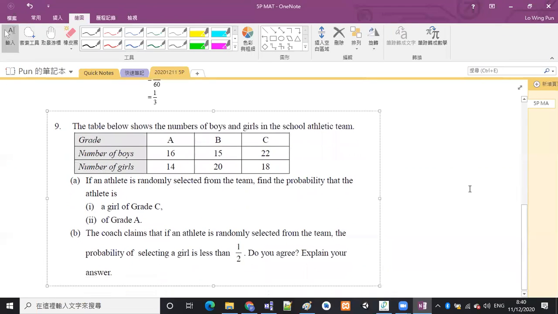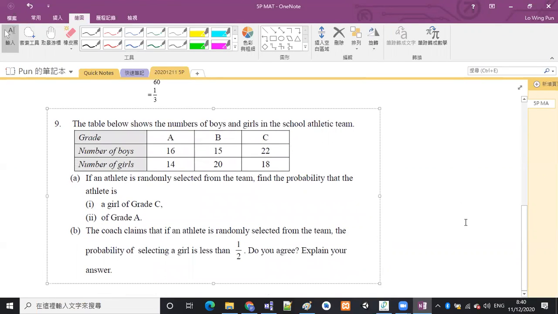The table below shows the numbers of boys and girls in the school athletics team. Okay, so we have grade A, grade B, grade C, and then in each grade we have boys and girls.